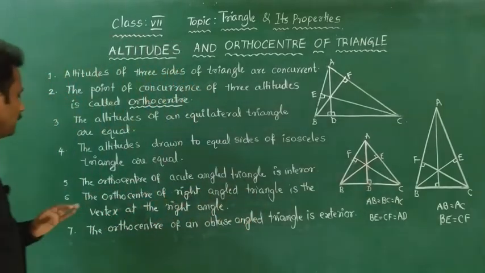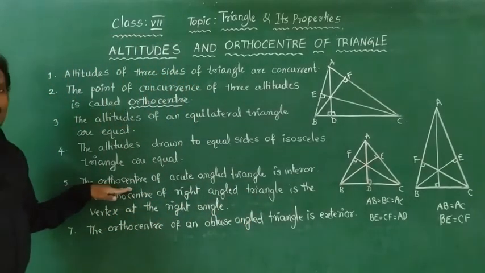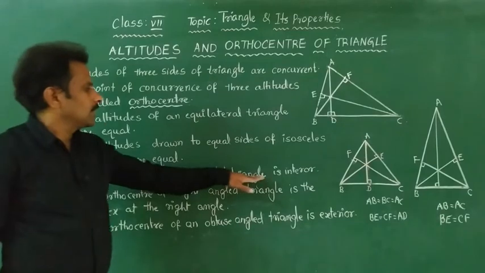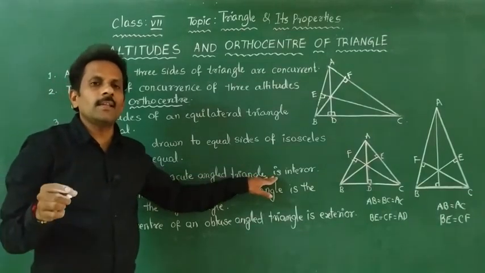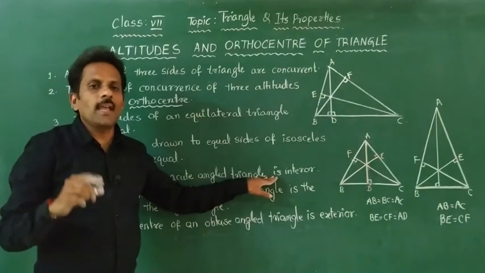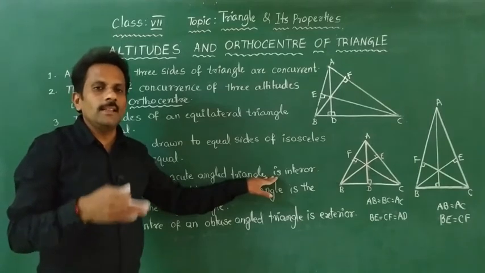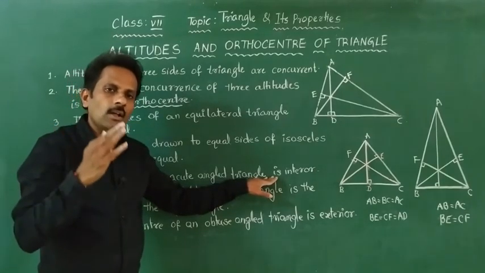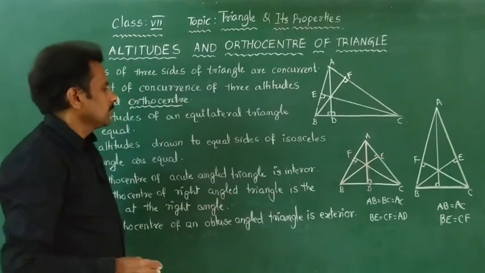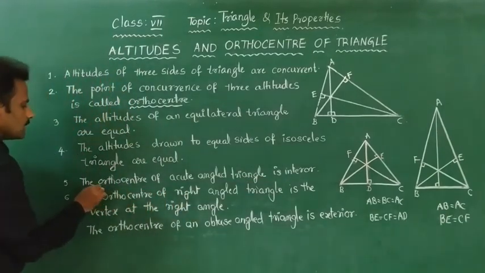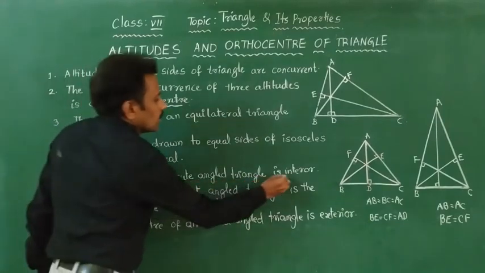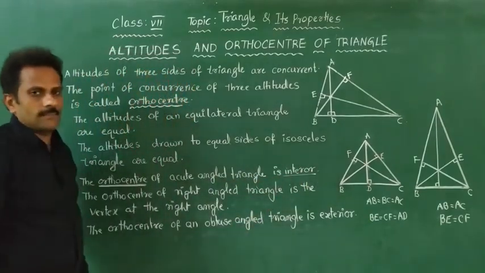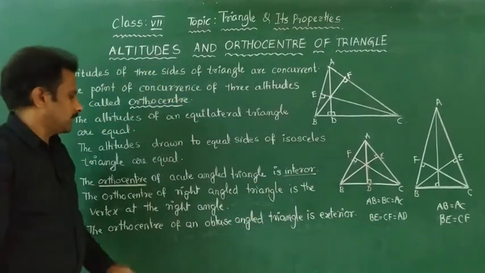Next, coming to the orthocenter of an acute angle triangle. The orthocenter of an acute angle triangle is interior. Just now we have seen that for an acute angle triangle, one altitude is interior. Similarly, all the altitudes are interior. That's why the orthocenter also is interior, because it is an acute angle triangle.